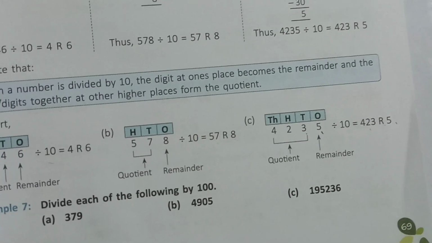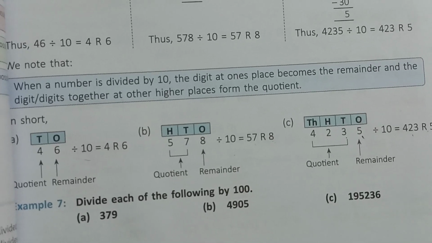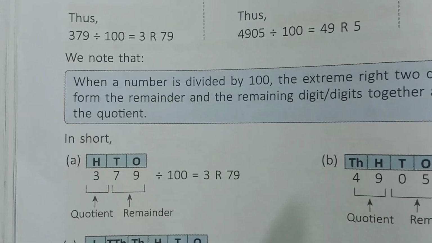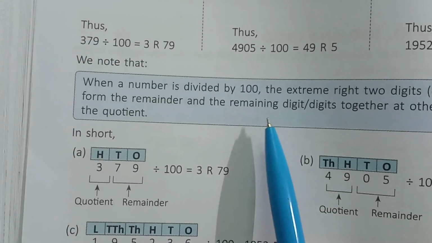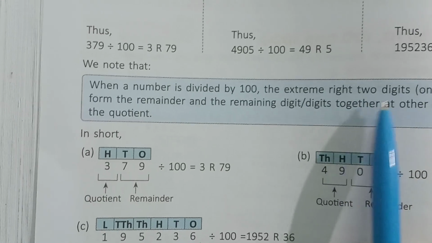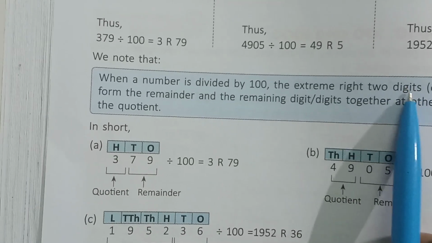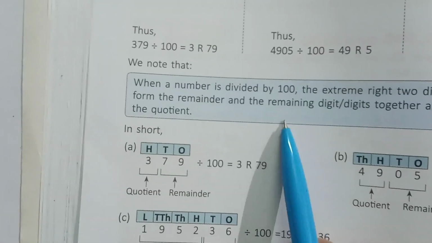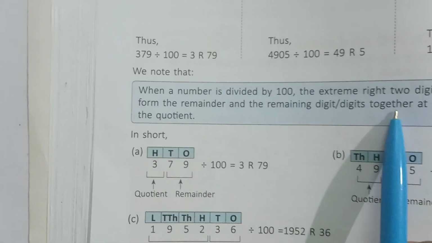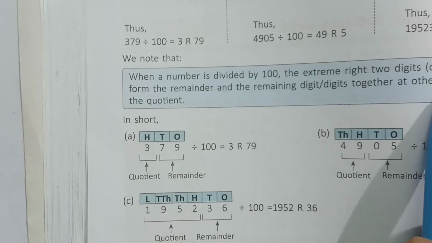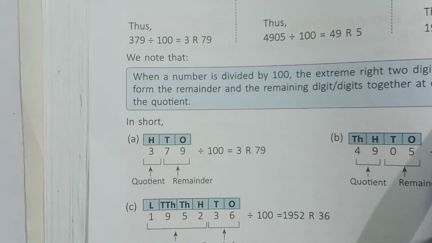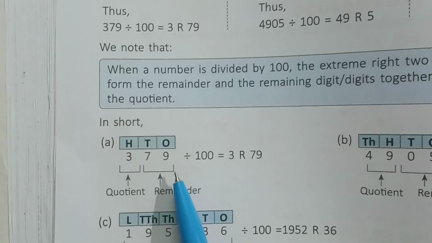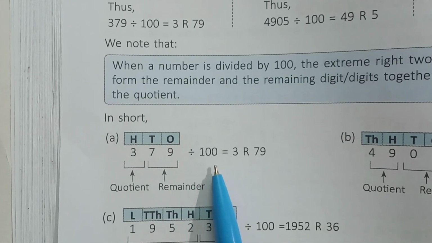Yes. Now moving to the next topic, when we divide by 100. Children, when a number is divided by 100, the extreme right two digits, that is your ones and the tens place digits, form the remainder and the remaining digit or digits together at the other higher places form the quotient. Suppose, children, we are dividing 379 by 100.